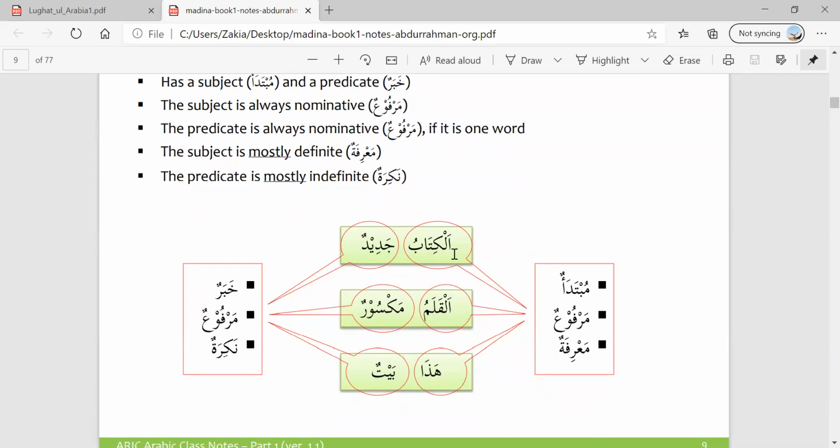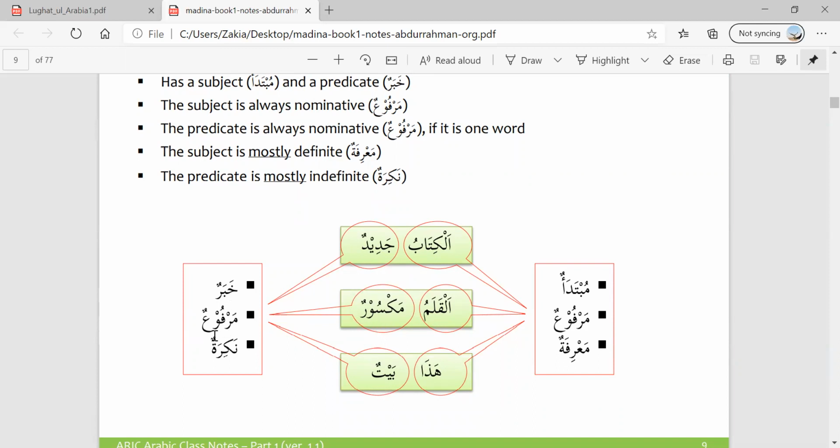So the first three are circled. They are mubtada, which is subject, marfu'un, because they end in a dhamma. And we'll come back to the ism ishara and ma'rifatun. So they are known. And hada, we are pointing. When we do hada, we'll describe what it means in detail in our next lesson. So here you have the mubtada, the subject, which is marfu'un. Then you have your khabar, which is jadidun, maksurun, baytun.